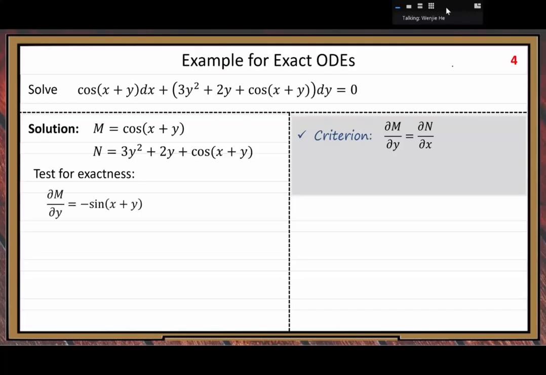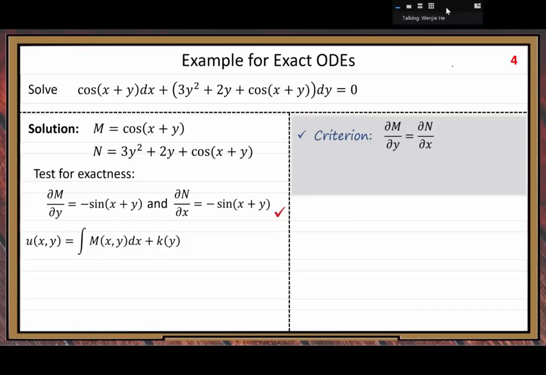Partial M over partial y, it's easy, so we can write it easily. Partial N over partial x. The first two terms are gone. Take the partial, same. So now we can move to the second step.